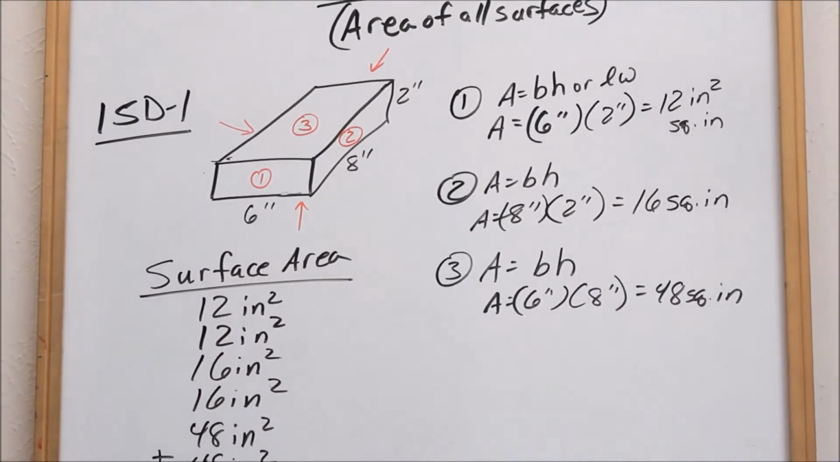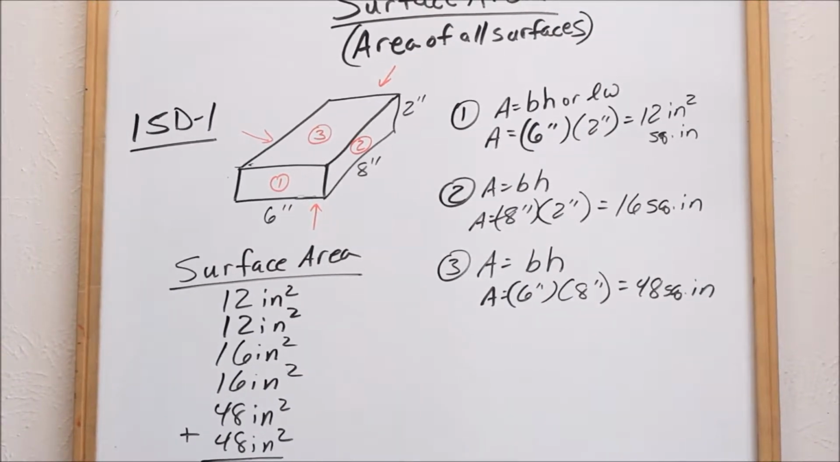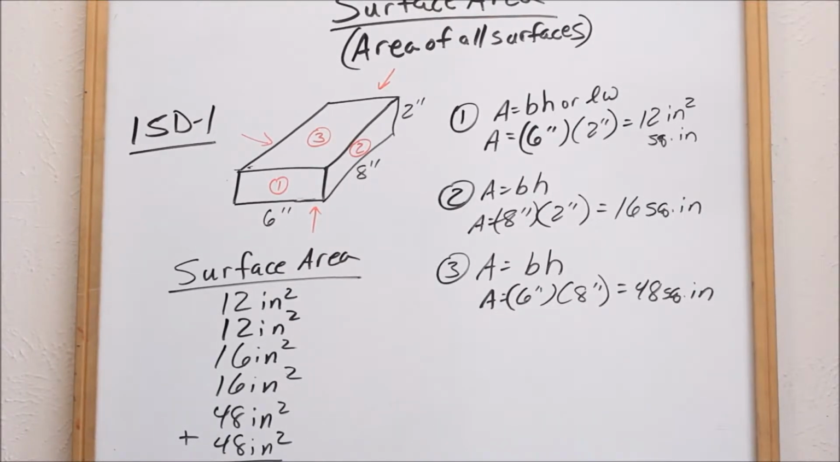To get the surface area, you are adding all your rectangles. Again, for a box, you should have 6 rectangles, the area of 6 rectangles that you're adding together. So, hang on, I'm doing that real quick.